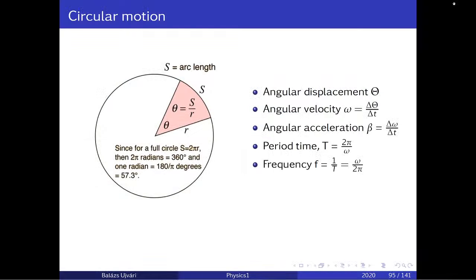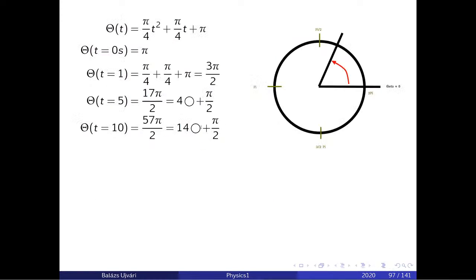All right. So I think you still remember what angular displacement is. Angular displacement is nothing else, just if a body moves on a circle, the origin is a straight line. So here is theta equals 0, and here the angle increases.